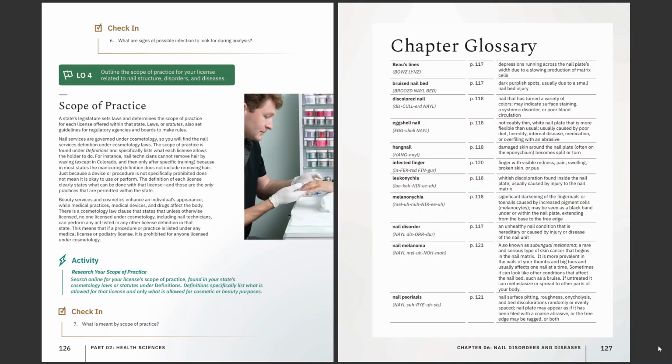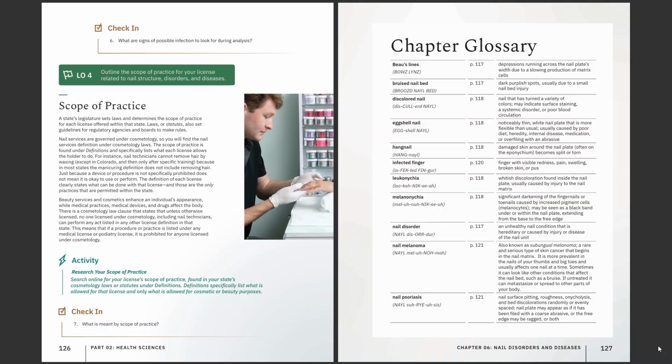Just because a device or procedure is not specifically prohibited does not mean it is okay to use or perform. The definition of each license clearly states what can be done with that license, and those are the only practices that are permitted within the state. Beauty services and cosmetics enhance an individual's appearance, while medical practices, medical devices, and drugs affect the body.